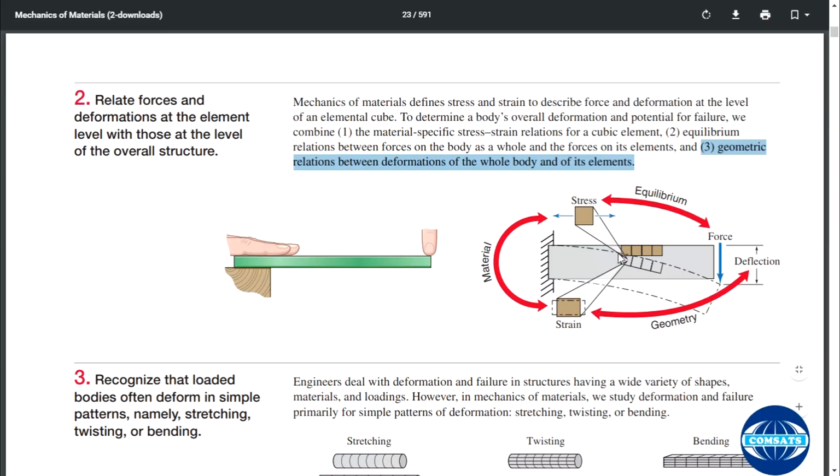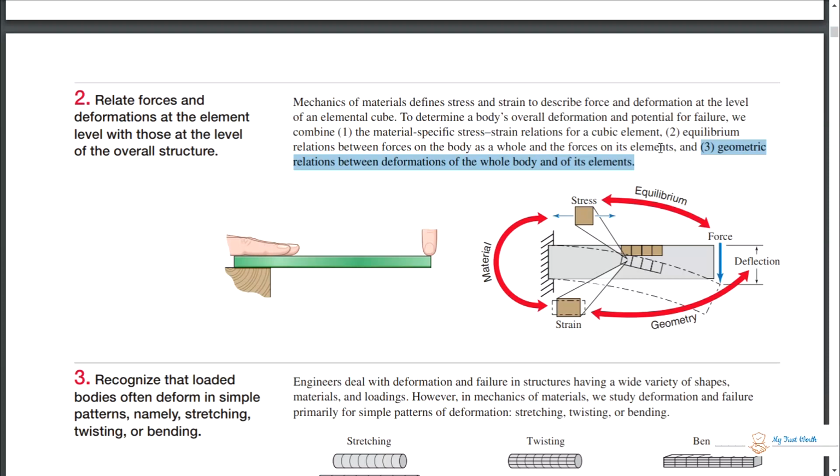And secondly, this is your equilibrium relationship between forces on the body as a whole and forces on the element. This is whole equilibrium. I've told you that if your whole body is in equilibrium, then your elements are also in equilibrium. So you can see that after deflection, these elements will also deflect. And what will happen? Initially they will resist. These elements will resist, and there will be stresses.